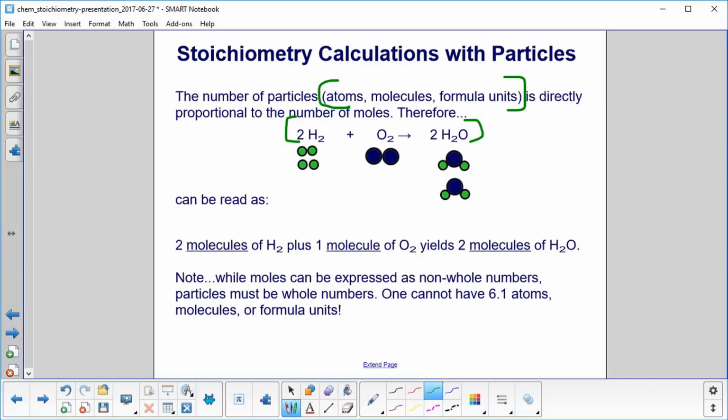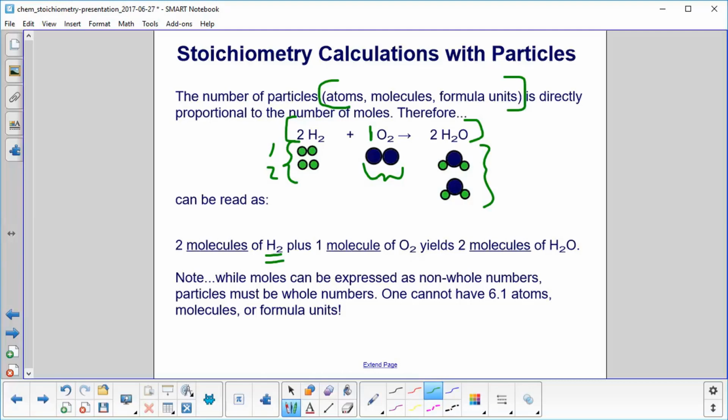And let's look at the pictures here. We have 2 H2s. Each one of the green guys is a hydrogen atom. 2 oxygens, and then we have 2 water molecules here. That can be read as 2 molecules of H2, plus 1 molecule of oxygen, see the one there, yields 2 molecules of water.